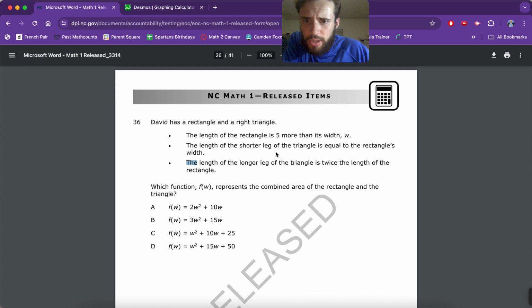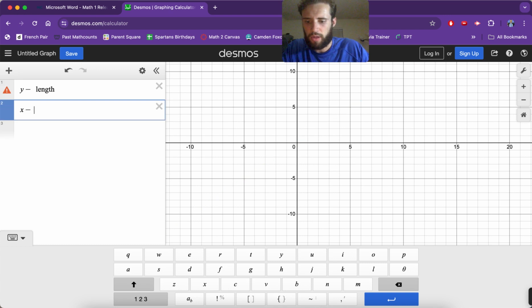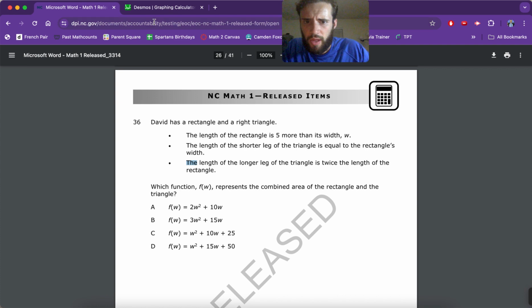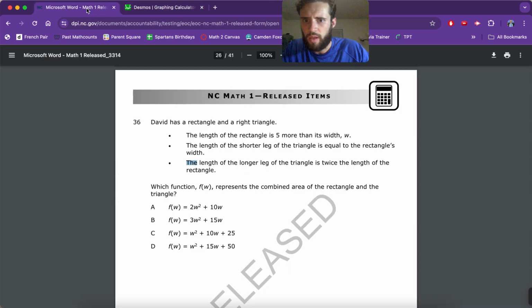Let's see. David is a rectangle. The length of the rectangle is 5 more than its width. Okay, so let's do length will be y. Let me just write that up here. Y is the length, which means x is the width. So that doesn't graph any. Oh, x minus width, that's a little confusing. Why? So don't graph those. The length of the rectangle is 5 more than the width. So y equals x plus 5.